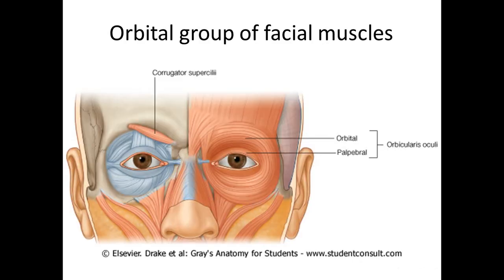We move on to talk about the orbital group of facial muscles. These are just the orbicularis oculi, the largest one, and a very small one, which is corrugator supercilii. The orbicularis oculi is this round muscle that surrounds the eye opening. It's considered to be two parts, the orbital part and the palpebral part within the lid.